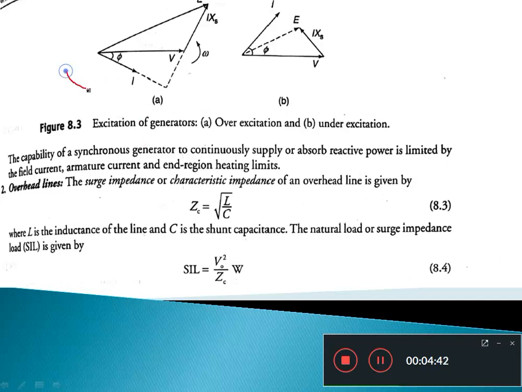So that is the diagram which represents the excitation of generators, over excitation and under excitation with respect to the voltage. So then we have the generation and absorption of reactive power. The second element is overhead lines.